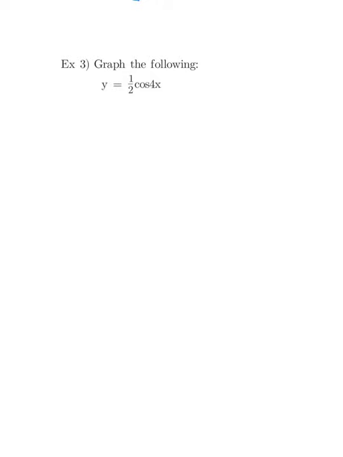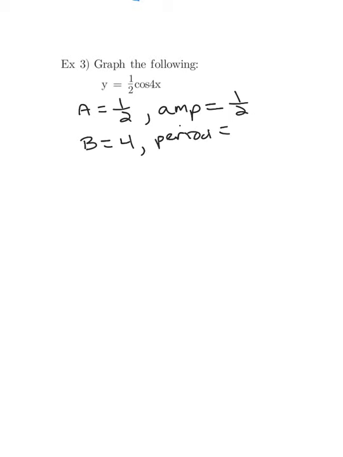On example 3, we are going to put both of our changes to a function into play at once. Notice that we have an a of 1/2. So what that means then is that amplitude is 1/2. We have a b of 4. So what that means is that our period, we're going to take the standard period for cosine, which is 2 pi divided by 4, and that simplifies to be pi over 2.